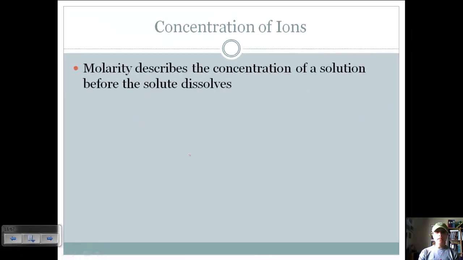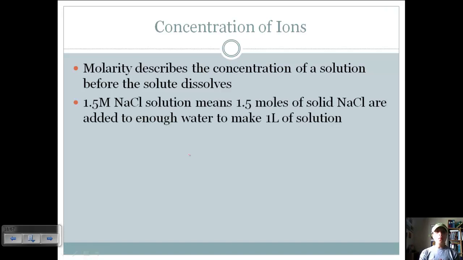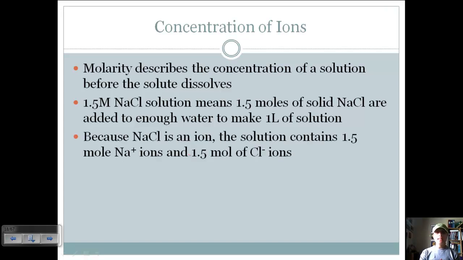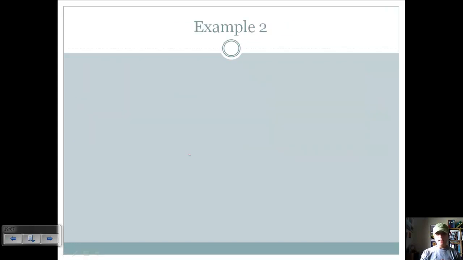Okay, so let's talk a little bit more about concentration. Molarity describes the concentration of a solution before the solute dissolves. So we have this concentration of salt to put in water. So a 1.5 molar NaCl solution means that 1.5 moles of solid NaCl were added to enough water to make 1 liter of solution. Because 1.5 molar would be like 1.5 over 1. Because NaCl is ionic, it's going to completely dissociate, so the solution is going to contain 1.5 moles of the Na plus ions and 1.5 moles of the Cl minus ions.